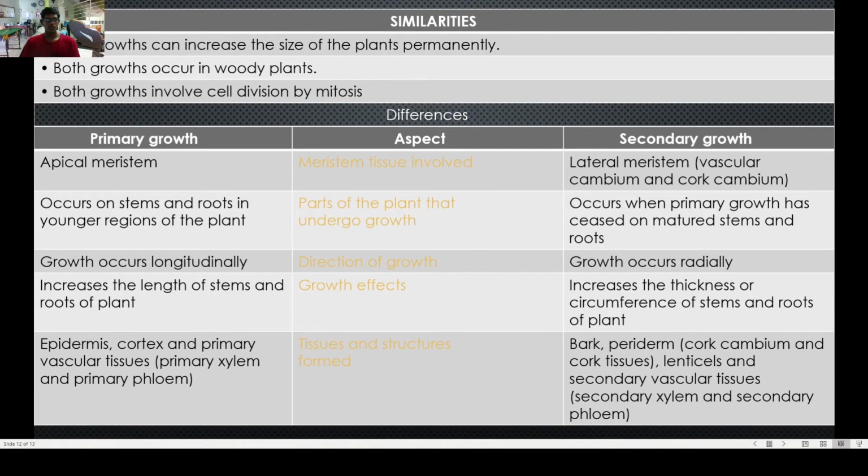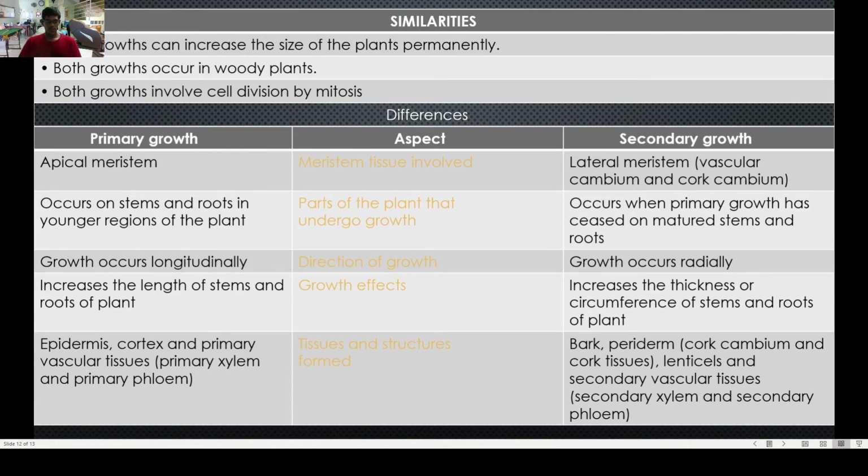Primary growth occurs longitudinally. Aspect: direction of growth. Secondary growth occurs radially. Primary growth increases the length of stems and growth of plants. Aspect: growth effect. Secondary growth increases the thickness or circumference of stems and roots of plants.